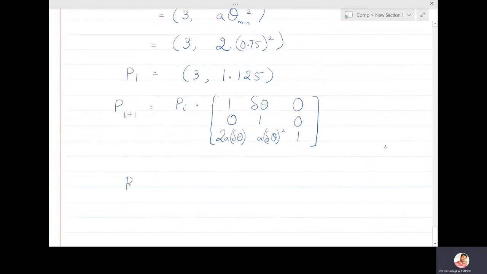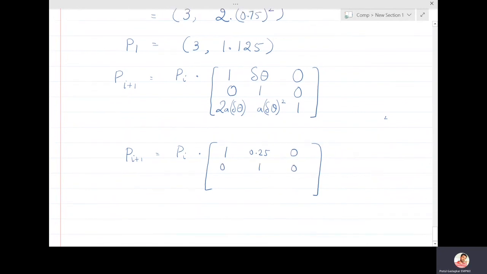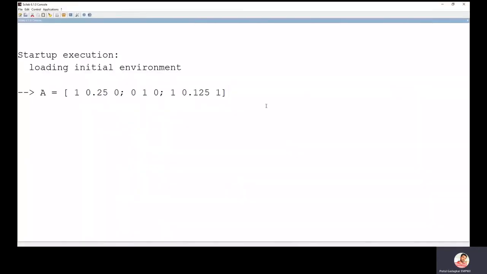So p(i+1) is equal to p(i) into 1, delta theta is 0.25, 0, 0, 1, 0, 2a delta theta comes to be 1, a delta theta squared comes to be 0.125. This formula will help us to generate the other three points P2, P3 and P4. We will go into Scilab and plot the remaining points. So the matrix here is A equal to 1, 0.25, 0, 0, 1, 0, and last row is 1, 0.125 with 1. So this is matrix A.